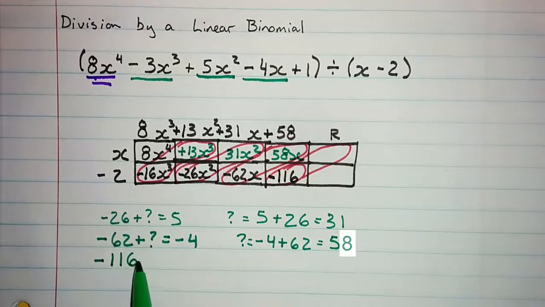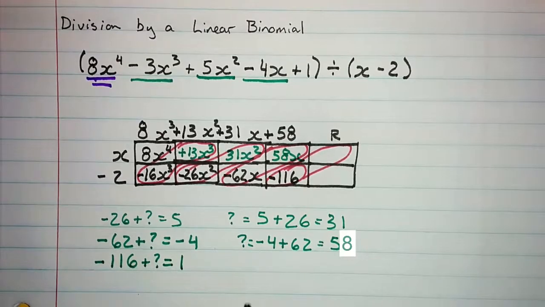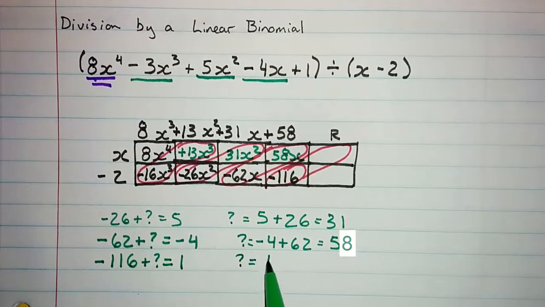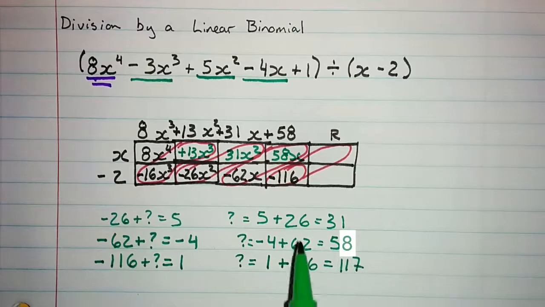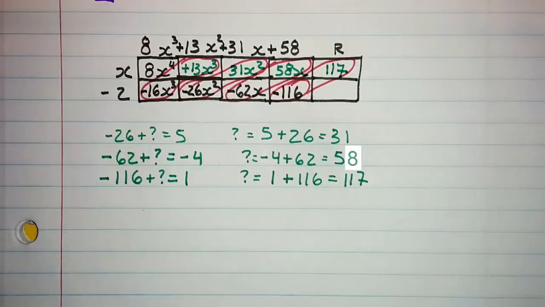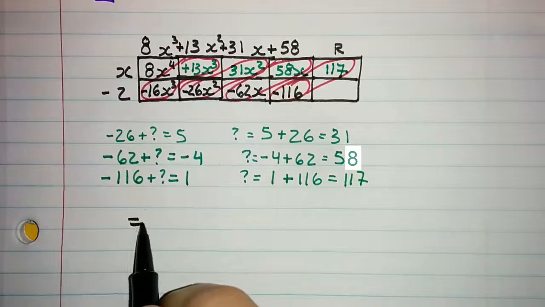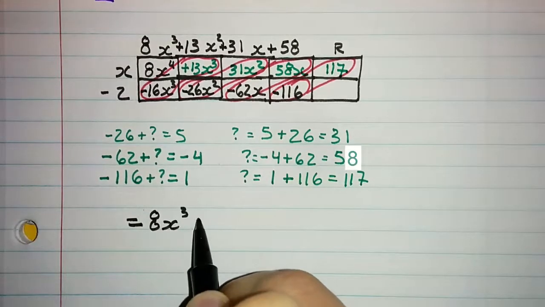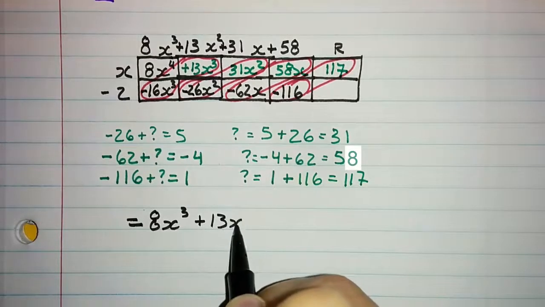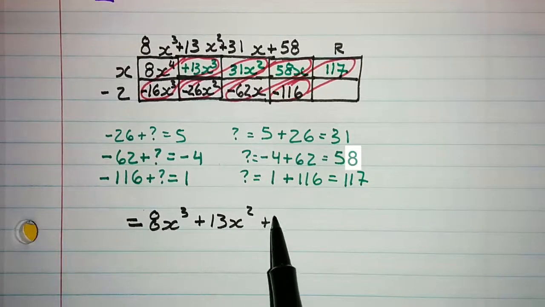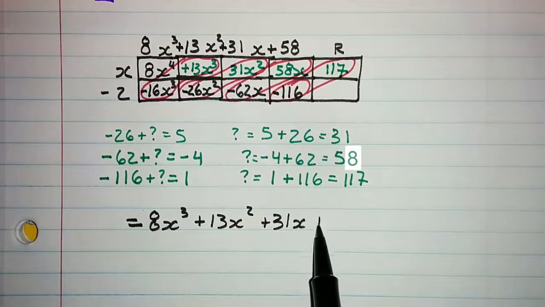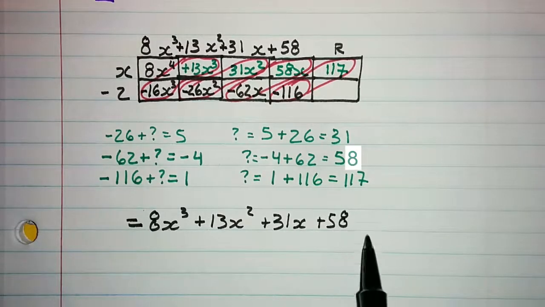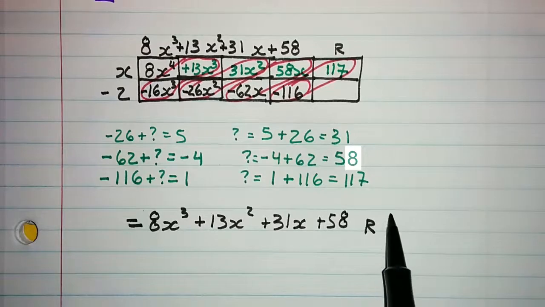Negative 116 plus my remainder is going to give me 1. My remainder is going to have to be 1 plus 116, so 117. What's my answer then? My answer is 8x cubed plus 13x squared plus 31x plus 58 with a remainder of 117.